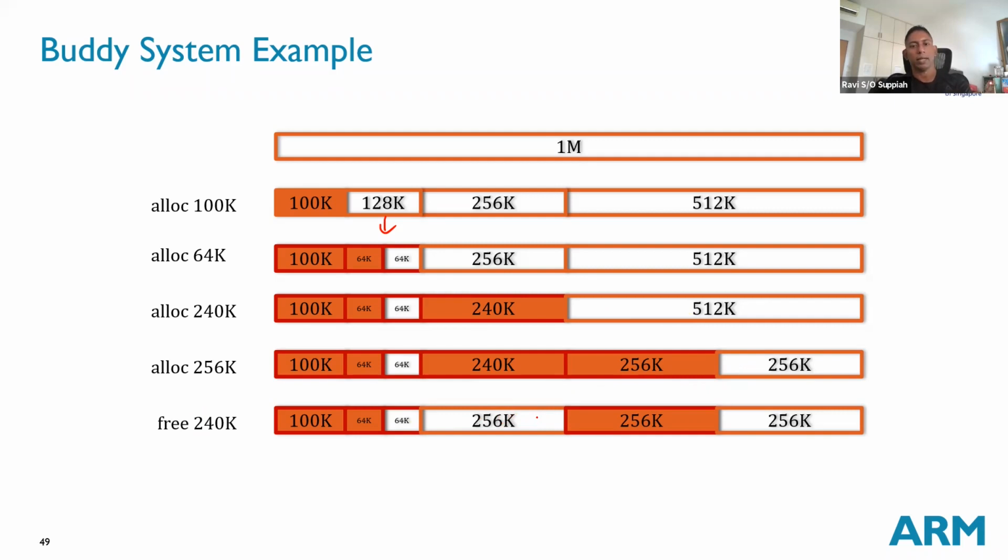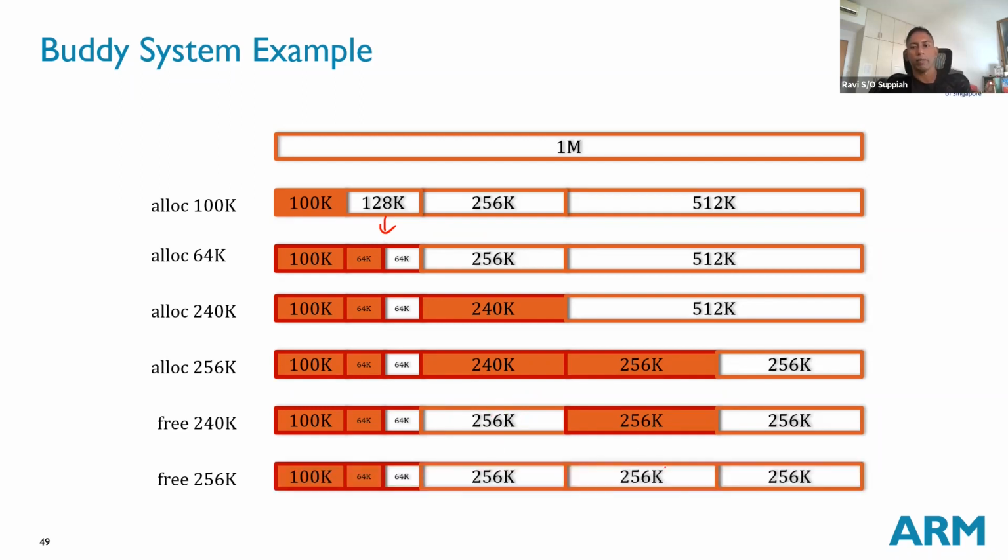That means the current size and the other size is the same and is aligned to a higher level boundary. So as you can see, when I free up the 240K, I free up this entire 256K. But I can't do any merge with the 64K because it is not the same size. When I free up this other 256K, which is this one, then both of them are aligned to the higher level boundary, which is the 512K. So I can do a merge.